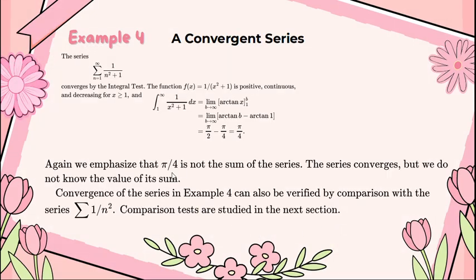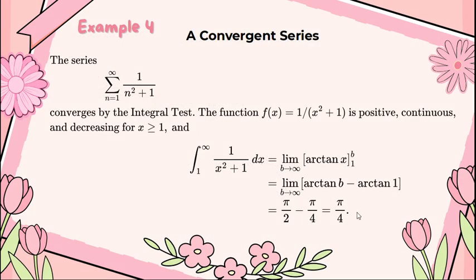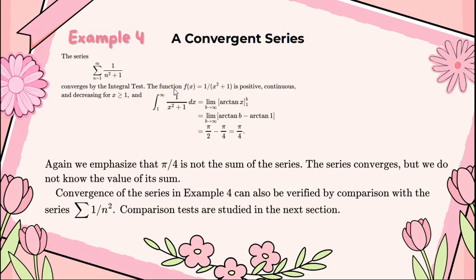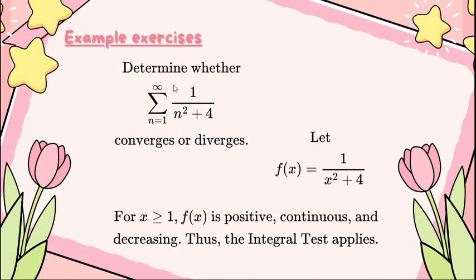Again, we emphasize that pi over 4 is not the sum of the series. The series converges, but we do not know the value of its sum. It doesn't mean that this resulting value, pi over 4, is the resulting sum of our series. Instead, we did the integral test only to determine if our series or our integral converges or diverges. It doesn't mean that pi over 4 is the result of our series. Got it? So next, we have example exercises.